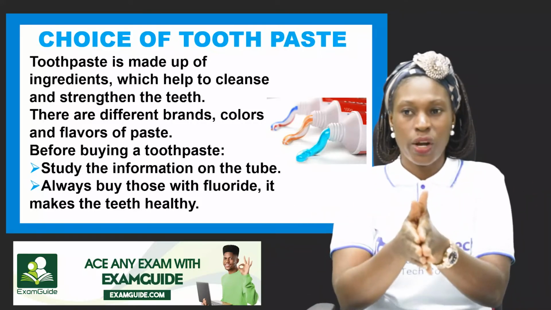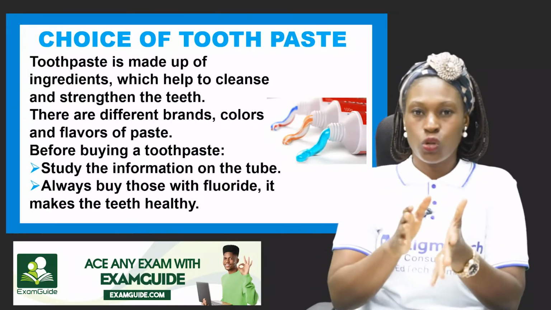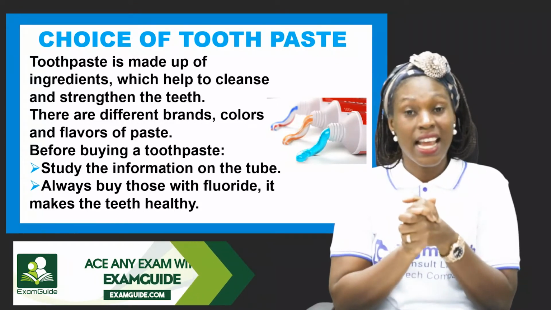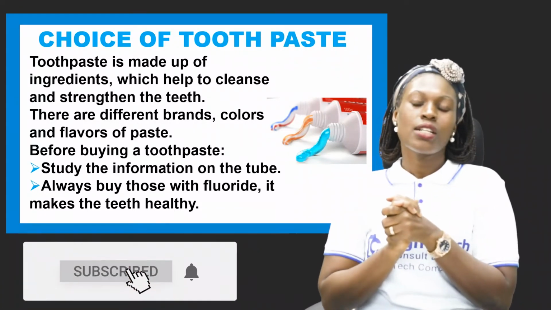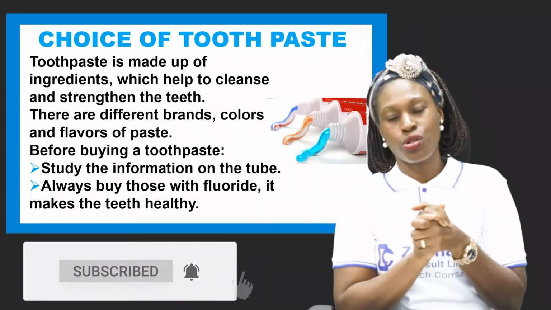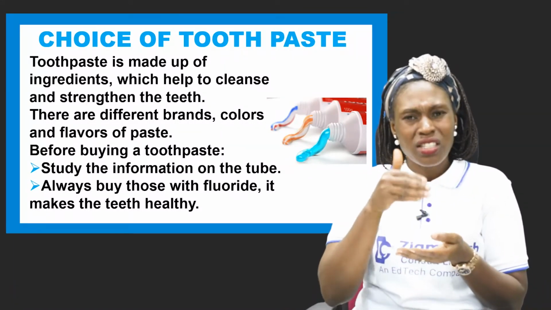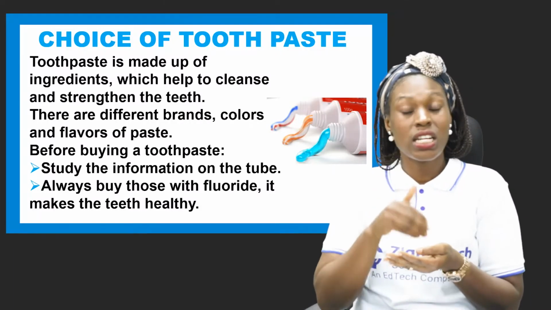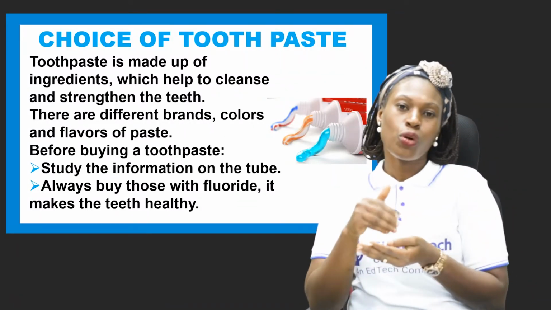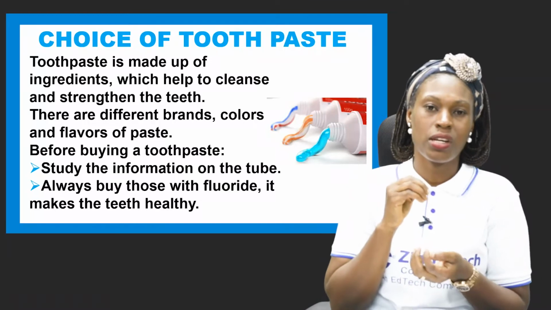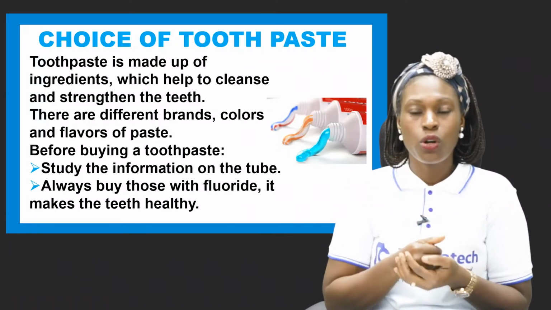Now, it depends on your choice, but there are some things you should look out for when you need to get your next toothpaste. You need to study the information on the tube. If you need to buy your toothpaste, what are the components? What are the ingredients? What is it made up of before you pick the next toothpaste?